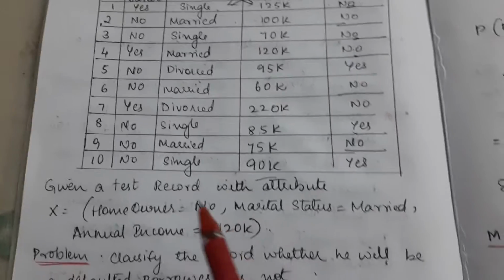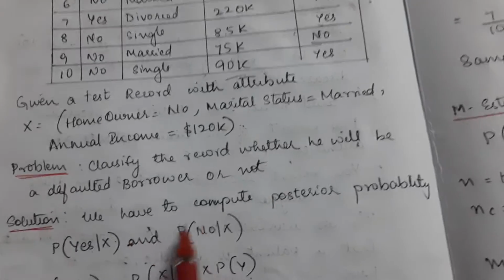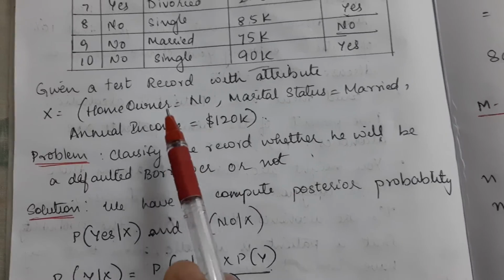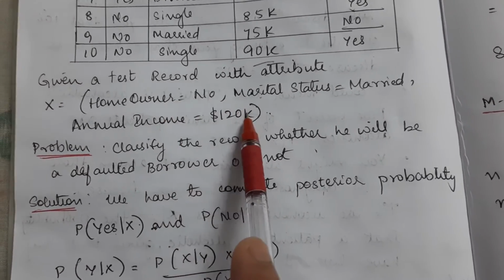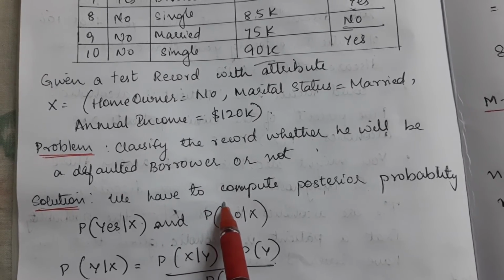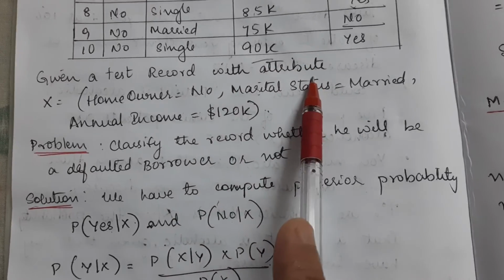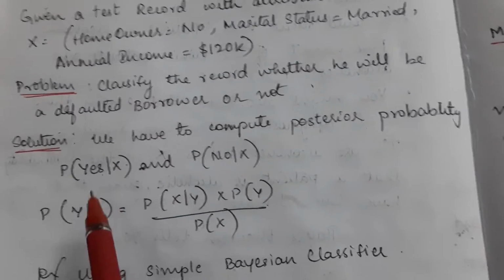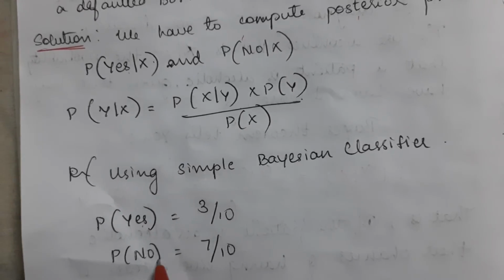So for this, first we have to classify the record. What is the solution? We have to compute the posterior probability. Now what is the data given to you? Evidence is, as I told you earlier, some evidence will be given. Based on the evidence, I am going to compute the posterior probability. So the evidence given here is homeowner is equal to no, marital status is married, annual income is 120k. So first, Bayes theorem we have to apply over here.